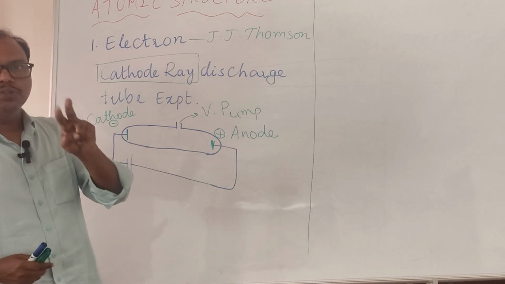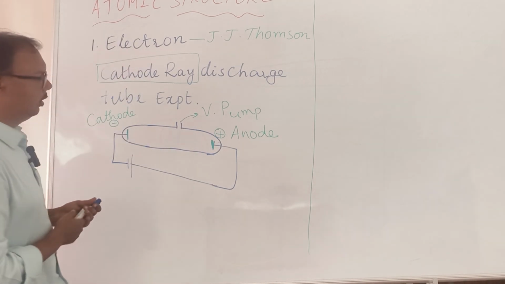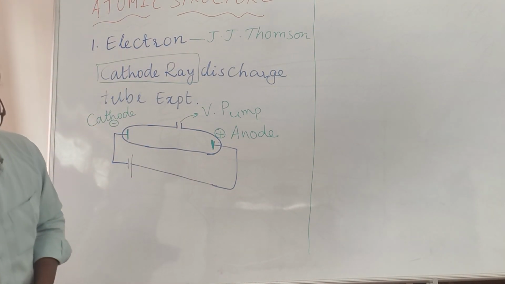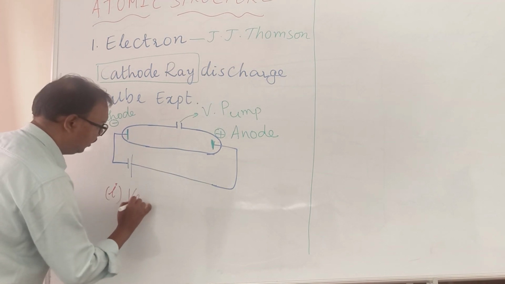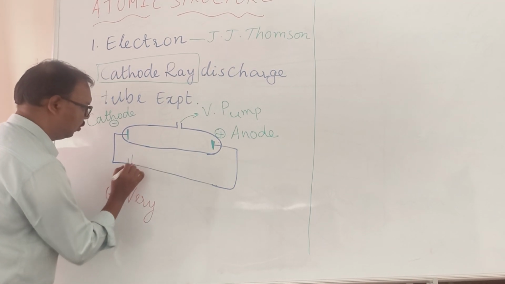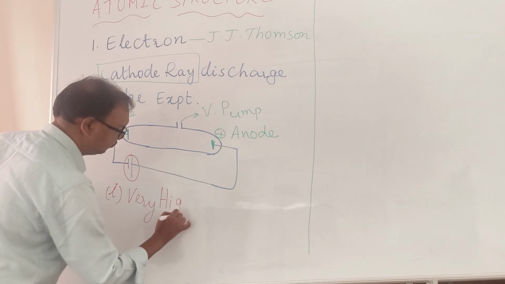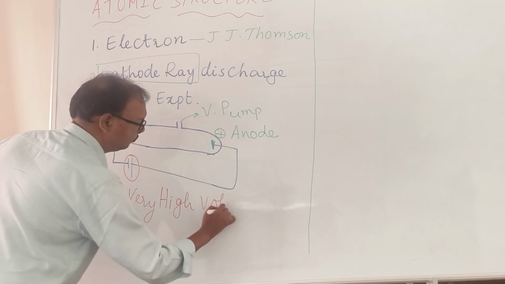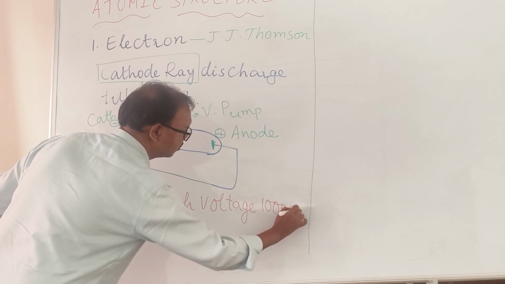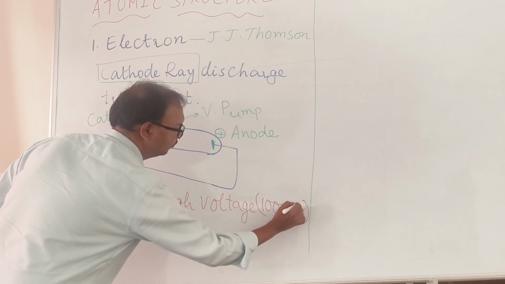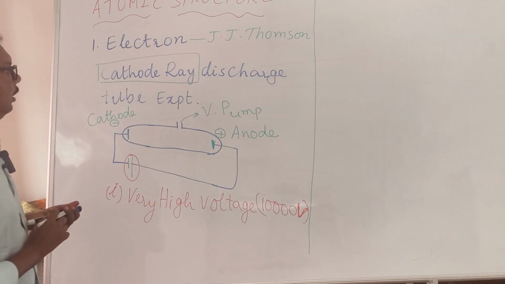Cathode rays are produced only when two conditions are met. The first condition: very high voltage is applied. This voltage is applied by using a battery. Very high voltage is required, around 10,000 volts. And the second condition is what?